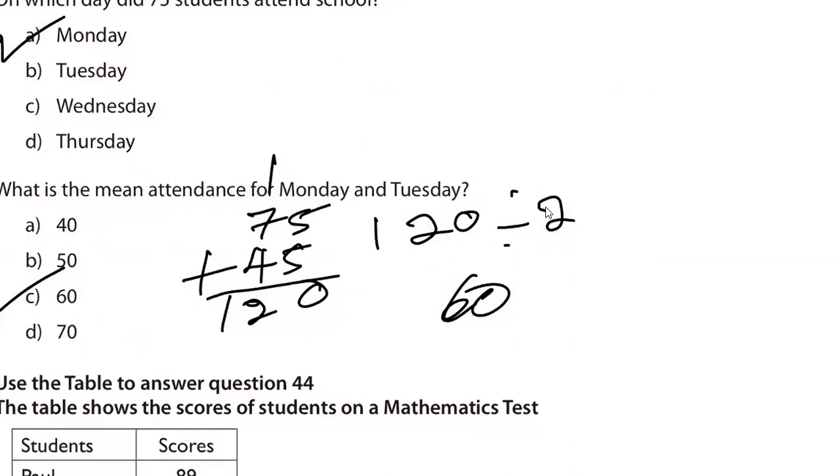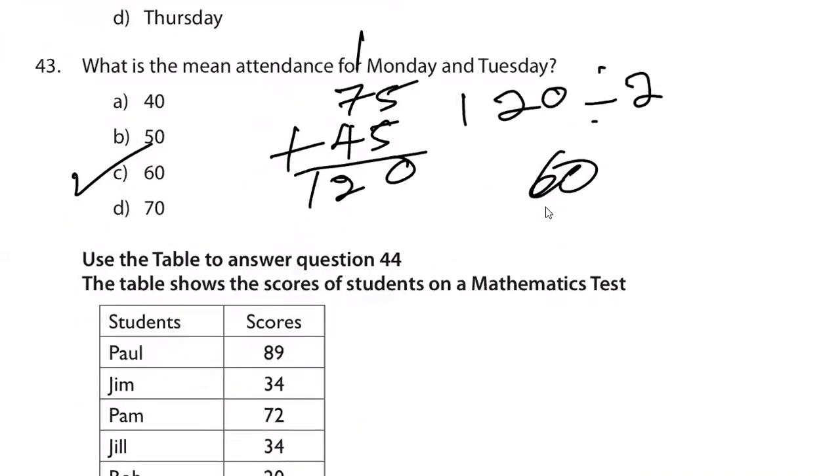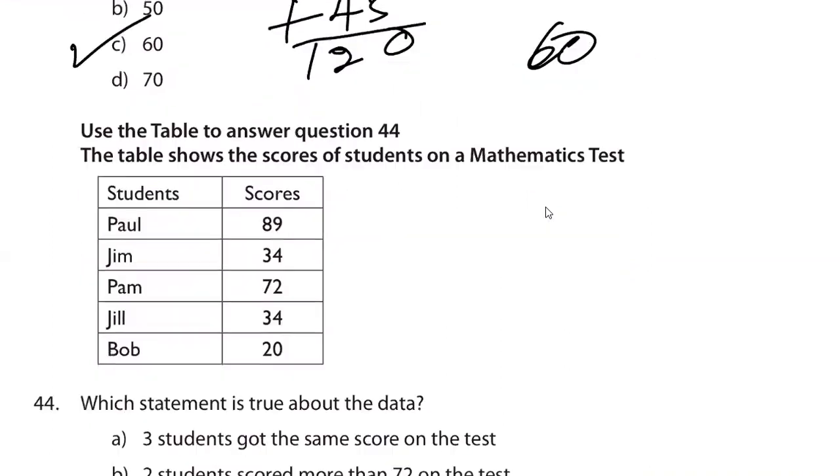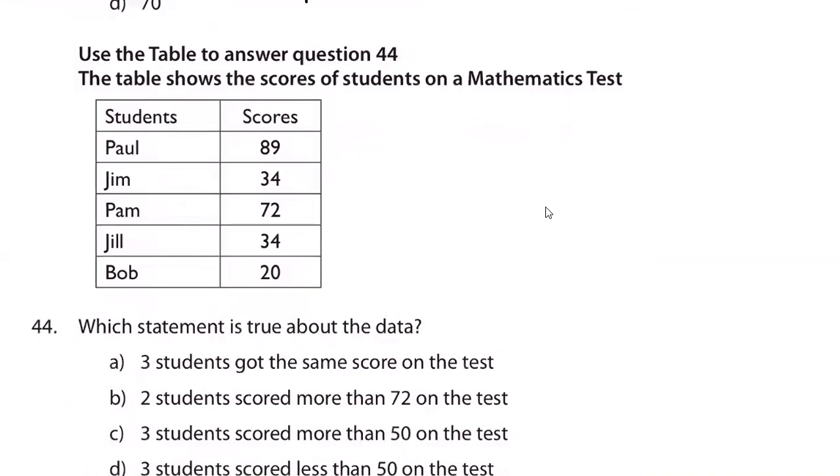Let's move on to, it says use the table to answer question 44. The table shows the scores of students on a mathematics test. Paul got 89, Jim 34, Pam 72, Jill 34, and Bob 20. Which statement is true about the data? So you just have to analyze it and see which statement is true.